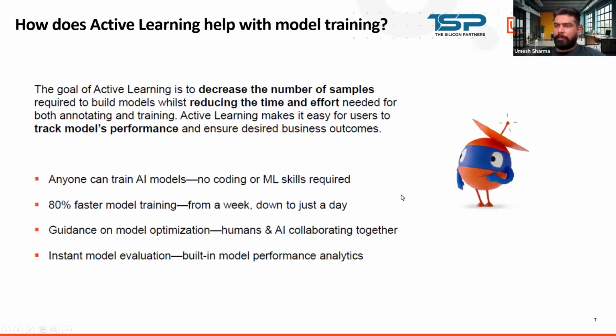Right, and talking about the next slide. If you can see the goal of active learning, it's to decrease the number of samples required. When we were doing it in the classic approach, we had to label all the documents that we have at once and then run the pipeline.